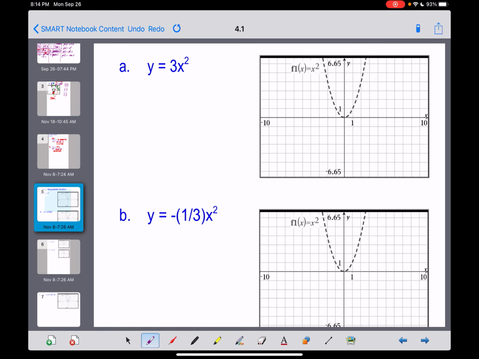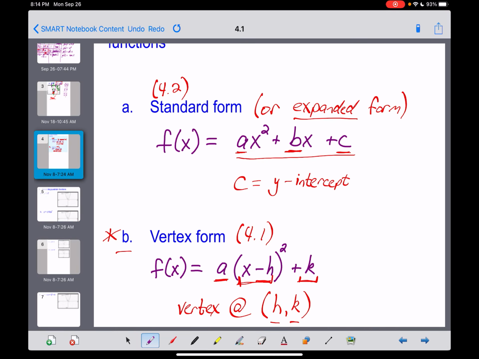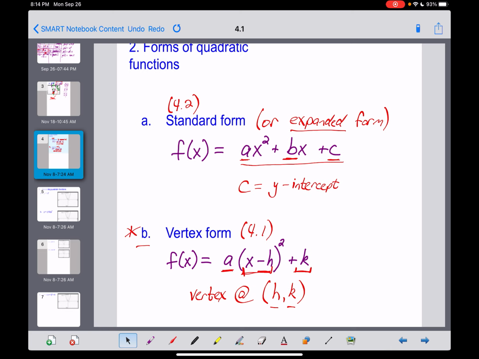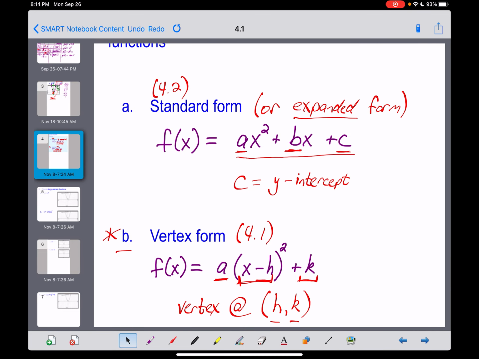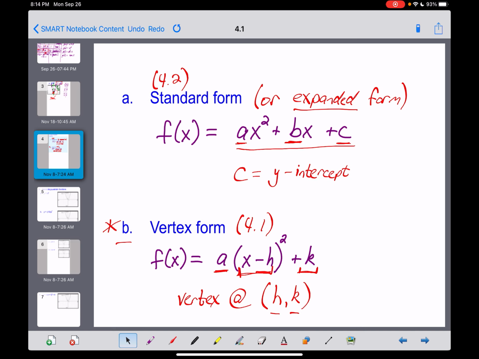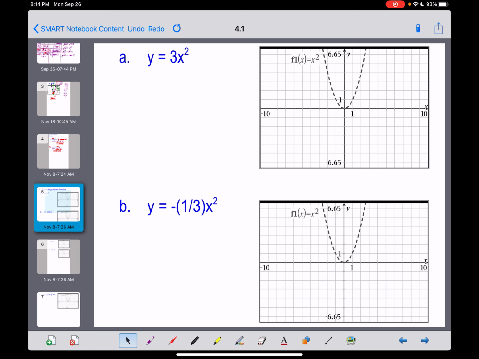Okay, guys, here we go into part 2 of section 4.1. So we finished up here talking about the two forms of quadratic functions that we're going to be using: standard form, which is going to come later in 4.2, but then vertex form. So what I wanted to do with you now is run through a few sample graphs of what some of these might look like here.